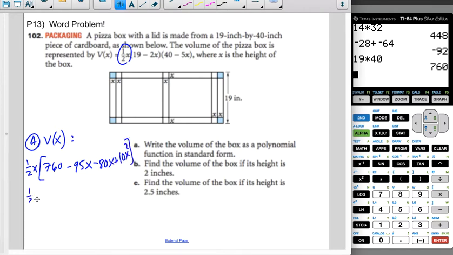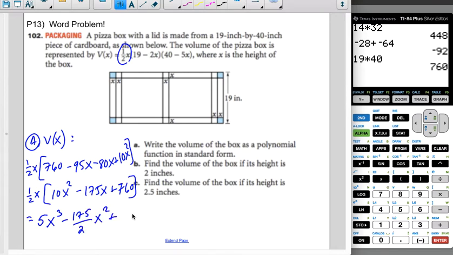So I get 1/2 x times, cleaning it up a little bit, we'll put the 10x squared at the front, minus 175x plus 760. And when I distribute the 1/2 x, I get 5x cubed, because the 1/2 times the 10, minus 175 over 2 x squared, plus 380x, and that's my answer. Cool, so that's A.